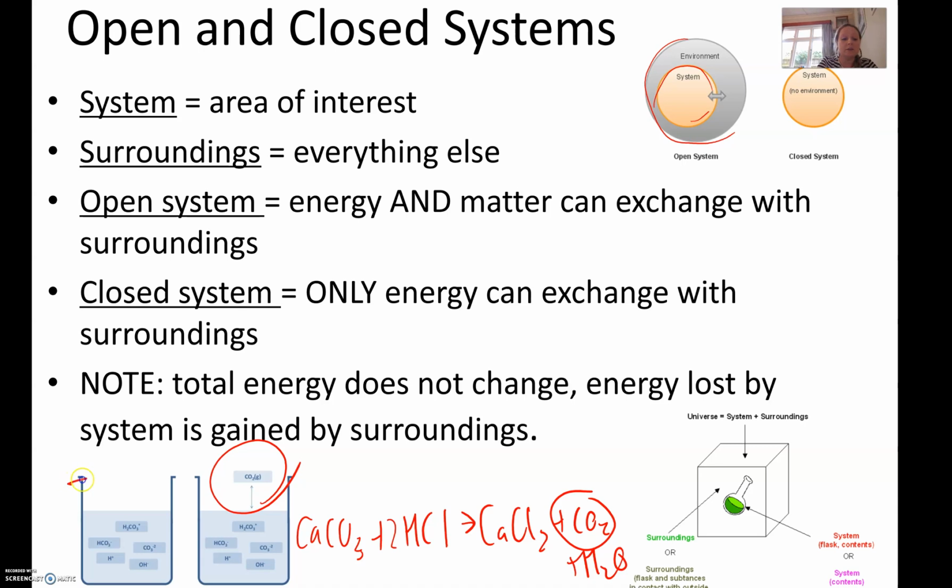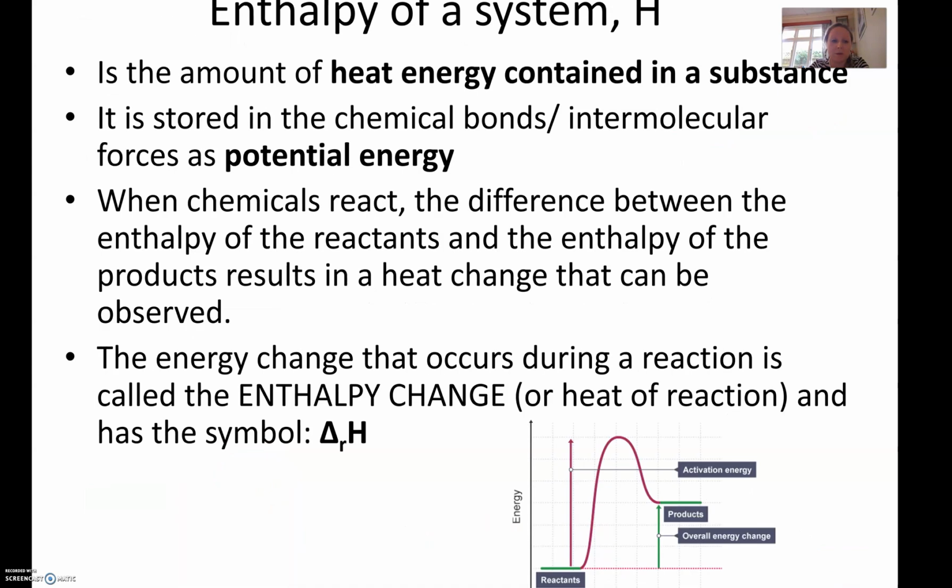A closed system is one where there's a lid, or essentially nothing can escape. So only energy can exchange with the surroundings, not energy and matter. And when we say matter, we mean a substance. These are just terms, and it makes more sense as we keep going.